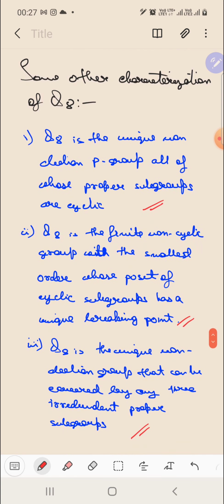So this was all you needed to understand the quaternion group Q8. This is all for today, guys. We will be meeting in the next lecture.